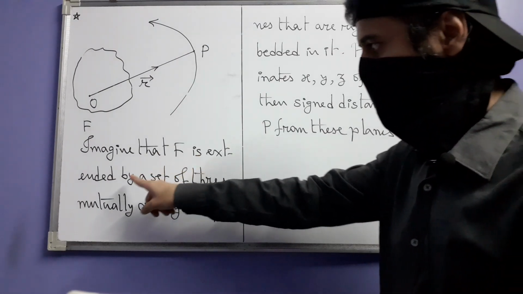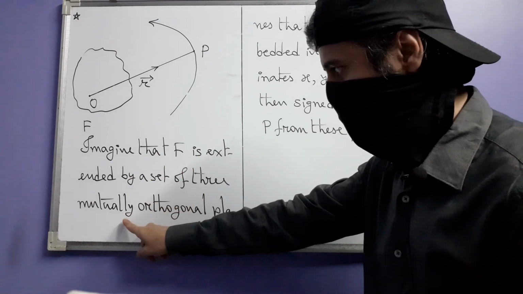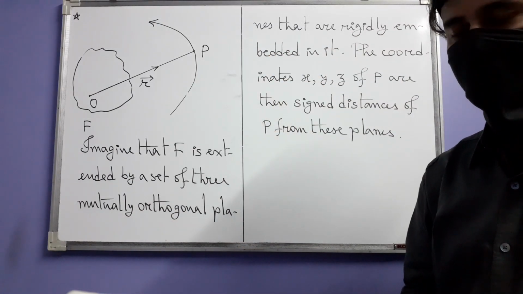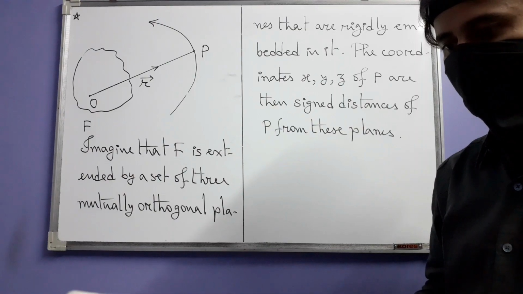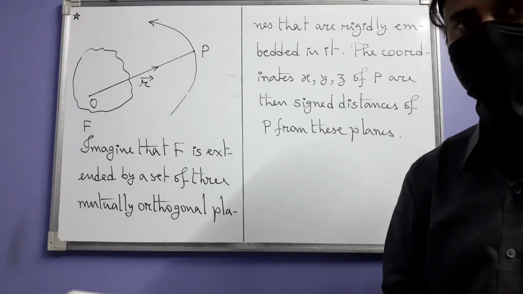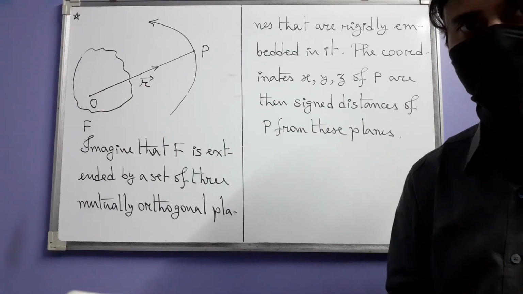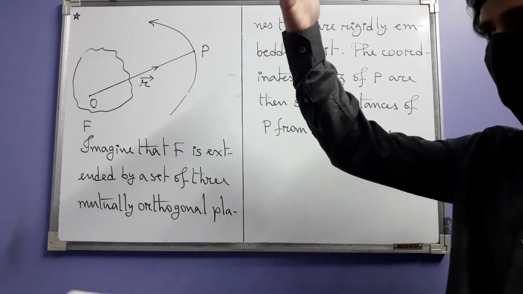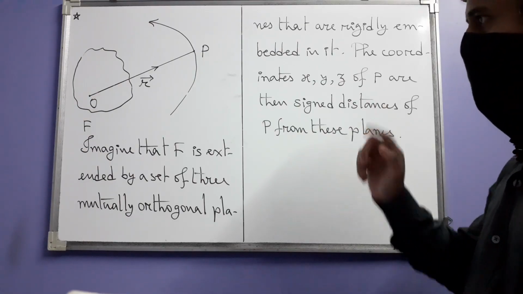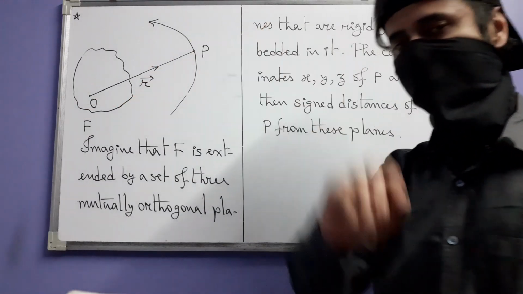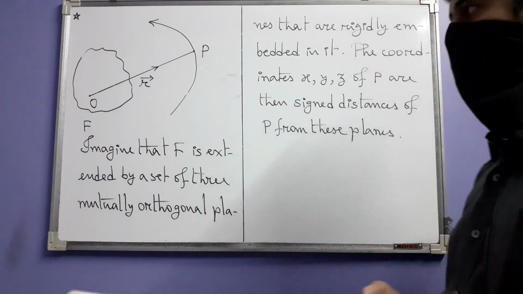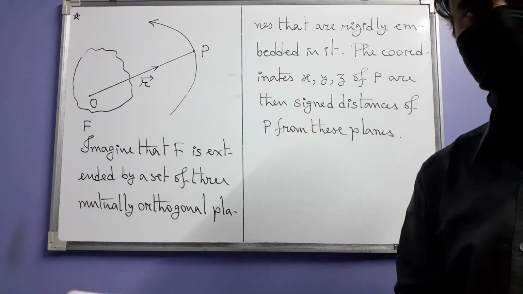Imagine that F is extended by a set of 3 mutually orthogonal planes. This is the type of thing you see when you look at a corner of some ordinary room in your house, where 3 mutually orthogonal planes meet. Such planes have been rigidly embedded in F, and the point where they meet is O, the origin.